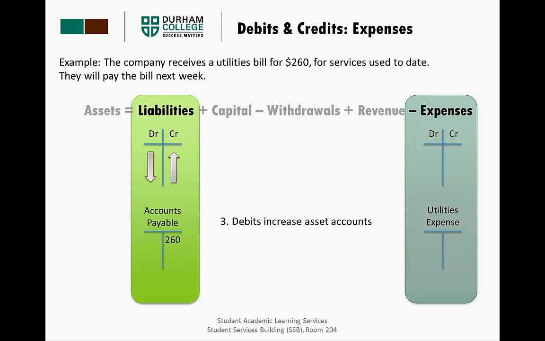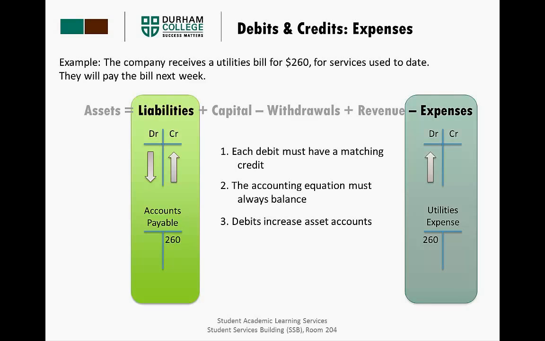Because the company has not paid the bill yet, they owe that money. The liabilities account called accounts payable is used to record what the company owes. We know that to increase a liabilities account, we must apply a credit. Rule 1 states that there must be matching debits and credits. Because the accounts payable account was credited, the utilities expense account is debited.